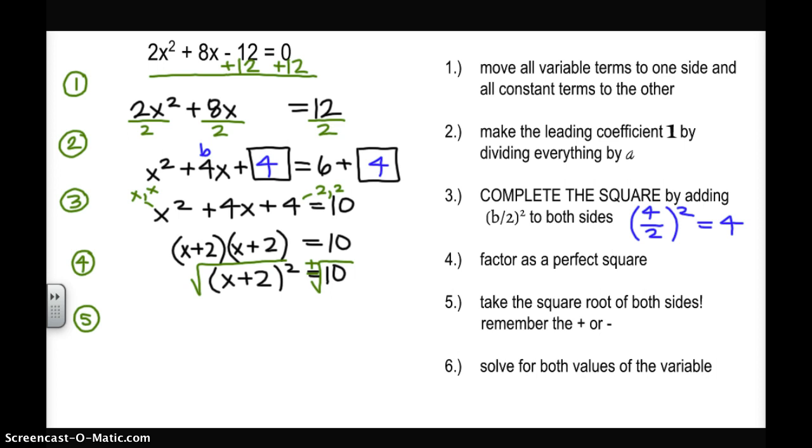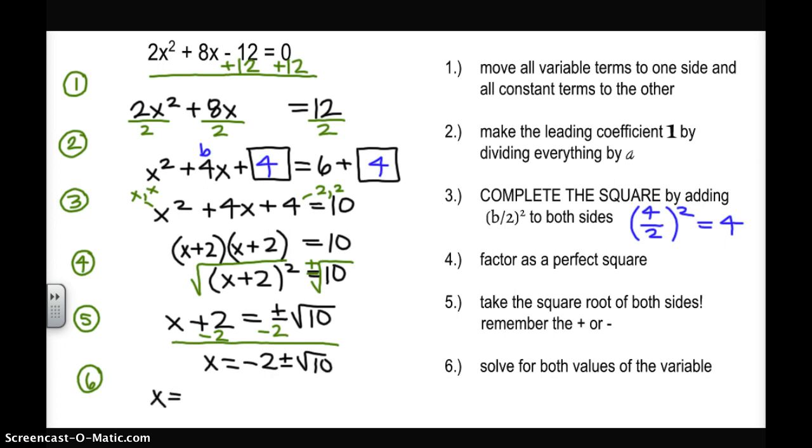Here's what that takes us to. When we take the square root of both sides using plus or minus, step 5 takes us to x plus 2 equals plus or minus the square root of 10. Then it says solve for both values of the variable. So we need to subtract 2 from both sides for our sixth and final step. X equals negative 2 plus or minus the square root of 10.